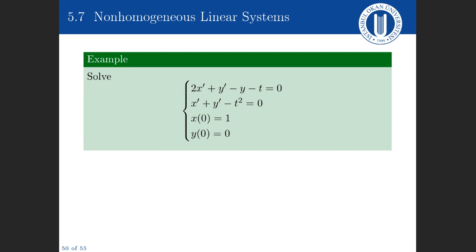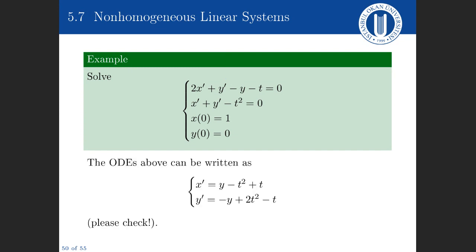Let's do one more example before we finish. Solve 2x prime plus y prime minus y minus t is equal to 0. x prime plus y prime minus t squared is equal to 0 with the initial conditions x of 0 is 1, y of 0 is equal to 0. Now, there's going to be an extra step we have to do first of all, because look, we have x prime and y prime in both equations. We need to solve for x prime and y prime first.